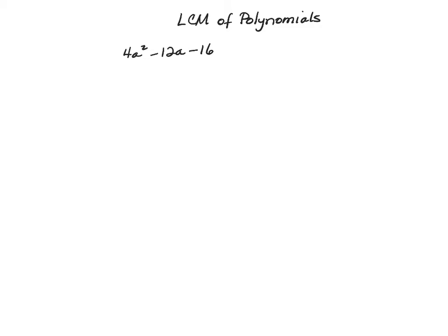Finding the least common multiple involves, first of all, trying to see if the polynomial that you have here can be factored. There is a common factor of 4 in each of our three different monomials here. So we can say 4 times a squared minus 3a minus 4. If you do the multiplication back the other way, you'll see you get back where you started. So we've taken each term and found that each term had a common factor of 4 in it.